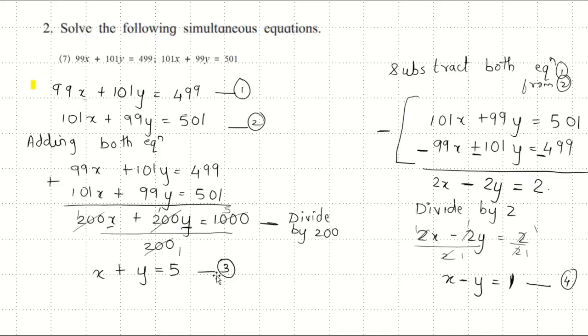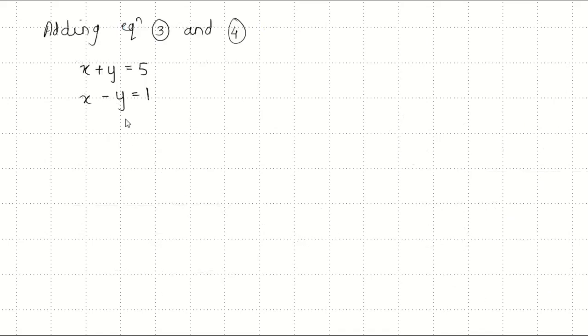Now we will try adding both the new equations that we have got. The new equations, equation number 3 and equation number 4, are x plus y is equal to 5 and x minus y is equal to 1. Just check if it is correct. As we are adding, we get x plus x is 2x, y minus y gets cancelled, and 5 plus 1 is 6. Therefore, x is equal to 6 upon 2, so x is equal to 3.